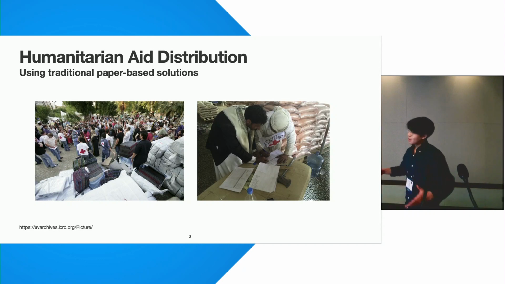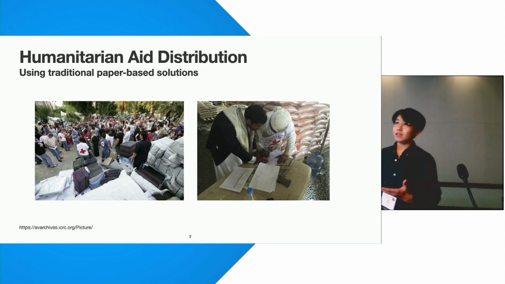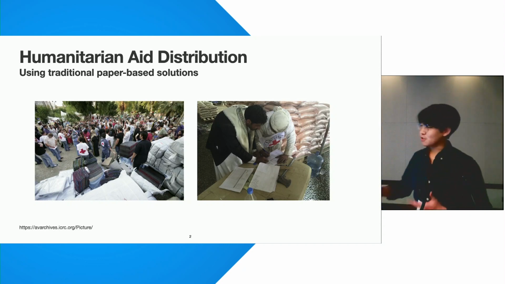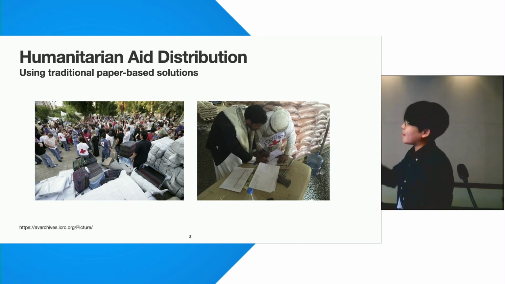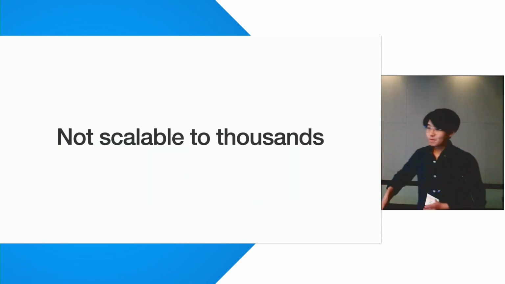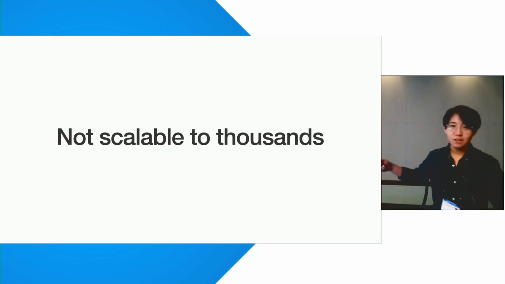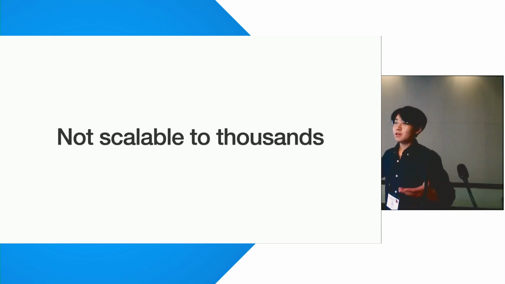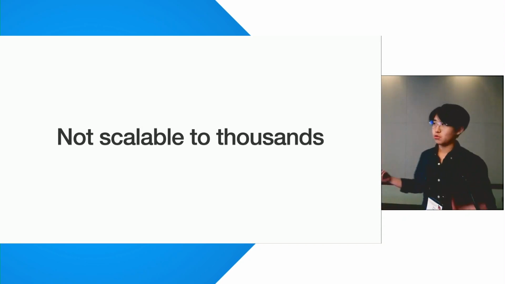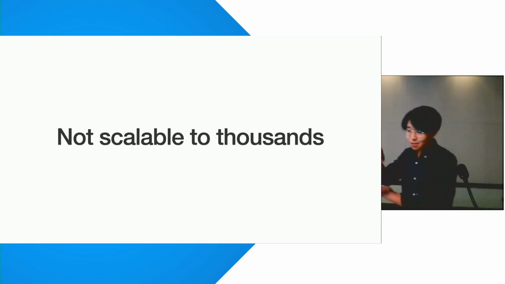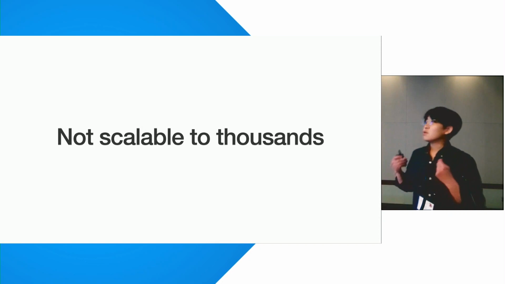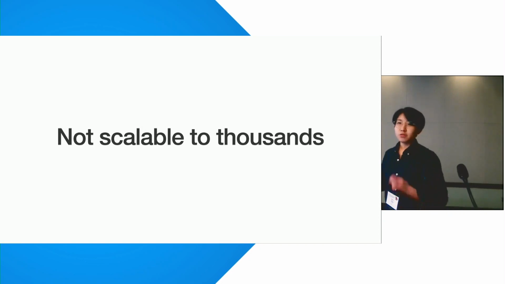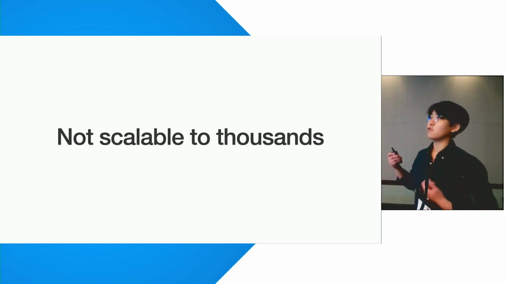So humanitarian organizations distribute aid physically to people in need. Traditionally, they use a paper method. They write down people's names, and then at distribution time, they check the name list. As you can imagine, this method is not scalable to even medium-scale distributions, and finding one name among thousands is just very slow. So given this scalability problem, humanitarian organizations are looking for digital solutions.